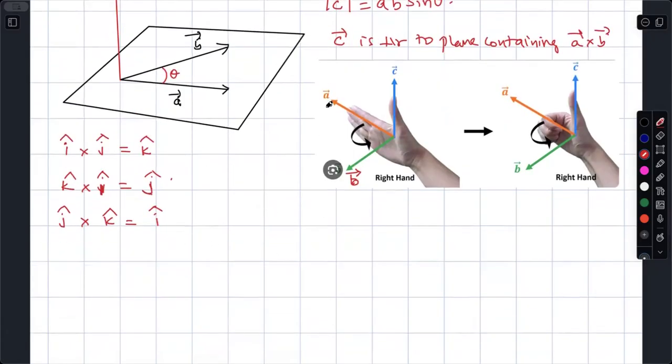For example, if you are taking this one as I cap direction and this one as J cap direction, this will become K cap. Now you similarly set four fingers along K cap direction. Now all the four fingers are along C bar, for example. Turn that towards A bar. K cap cross I cap. The thumb is towards J cap.